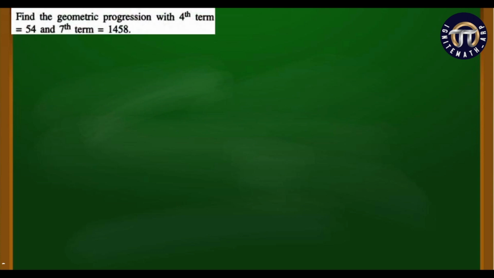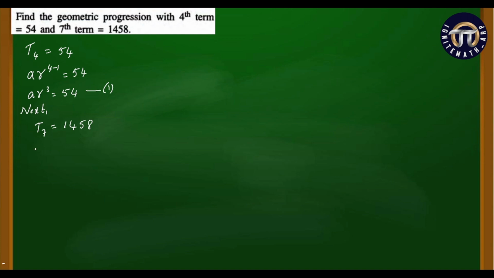Now let us see the next question, children. In the next question, find the geometric progression with the fourth term 54. So I am aware what is fourth term. T4 is equal to 54. 54 can be written as A R to the power of 4 minus 1 is equal to 54. That means what? A R cube is equal to 54. I can call it as equation 1. So later it is given to you that the seventh term is 1458.